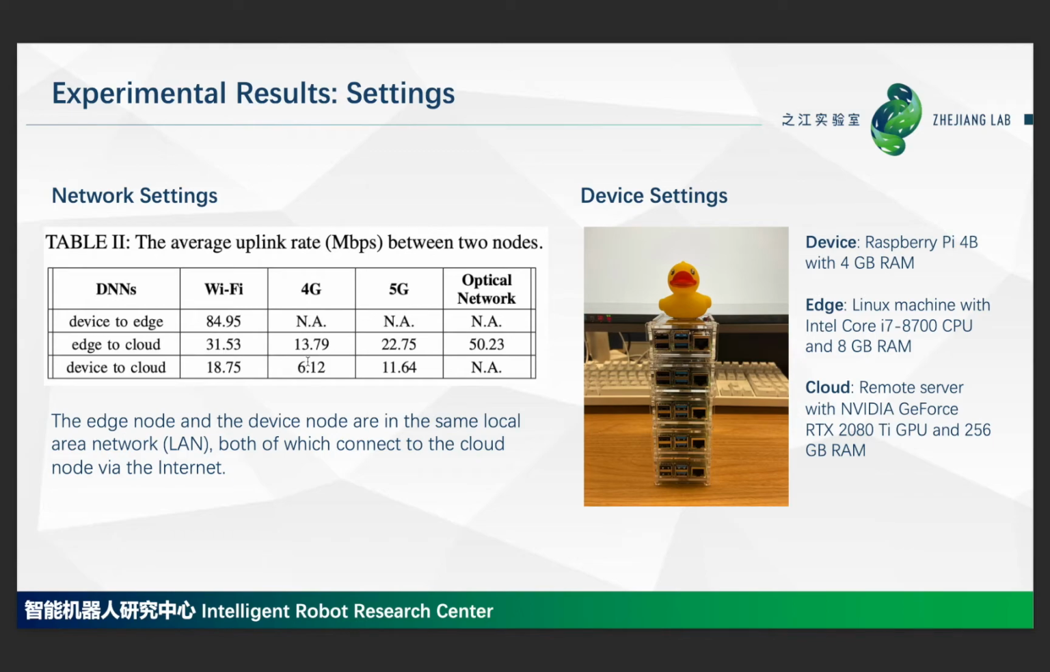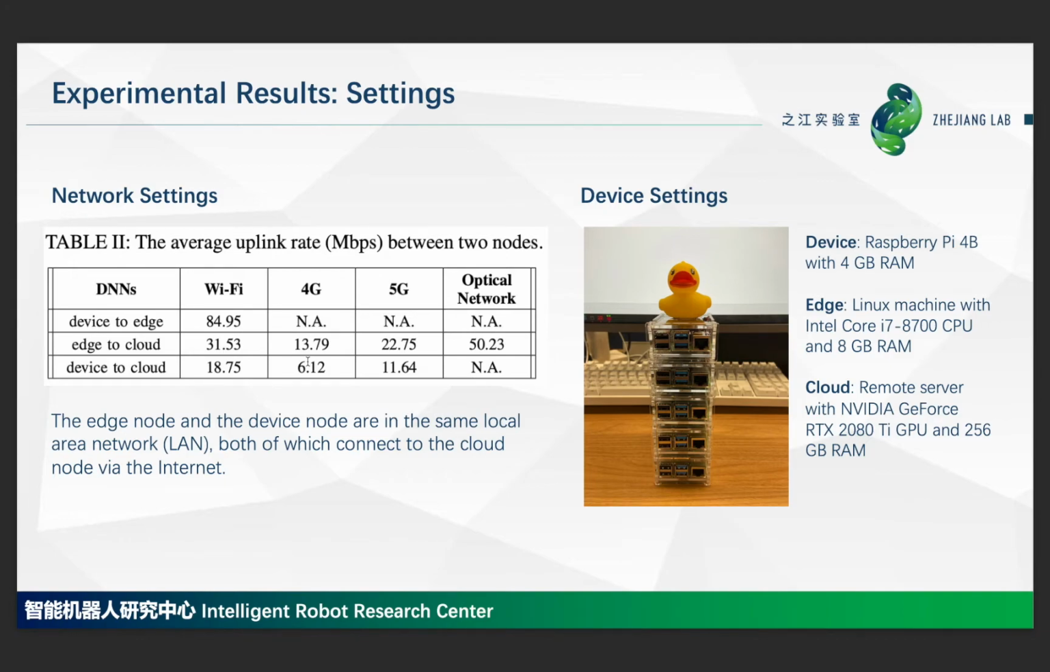Here are the experimental results. First, I will introduce you to the settings. The network settings are like this. The edge node and the device node are in the same local area network, both of which connect to the cloud node via the internet. And I show the average uplink rate between 2 nodes in this table.